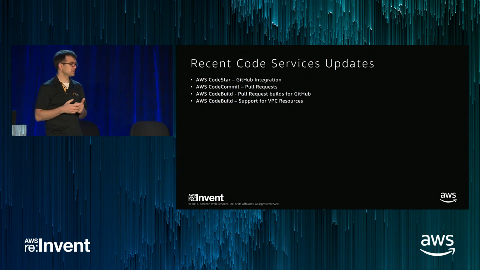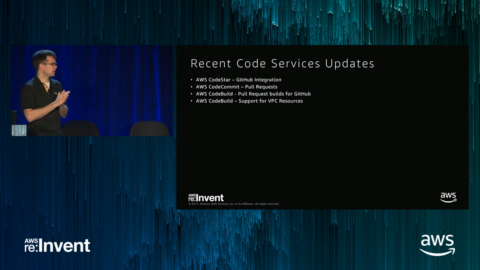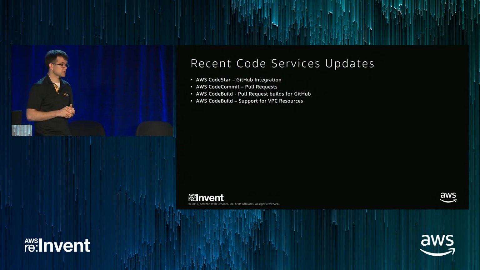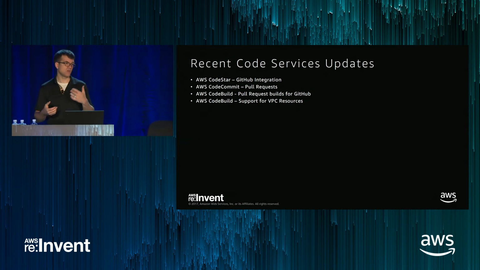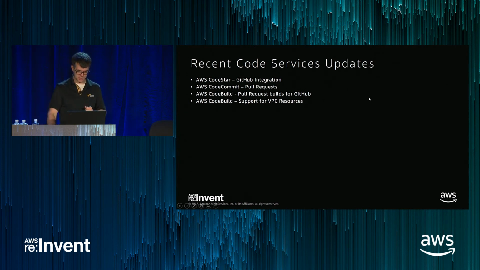We're excited to tell you that you can now use pull requests with CodeCommit, a very frequently requested feature. CodeBuild now integrates with GitHub to do builds on pull requests. I think we announced that maybe two weeks ago. And in the last week we announced CodeBuild support for VPC resources. So if you have an existing VPC, maybe you have code that already exists that you want built with CodeBuild, but you want to keep that in your VPC, CodeBuild now supports that. Those are some of the new updates in the last few weeks.